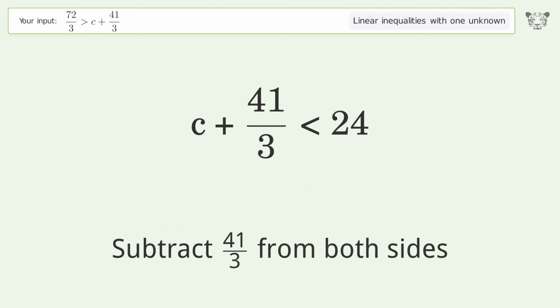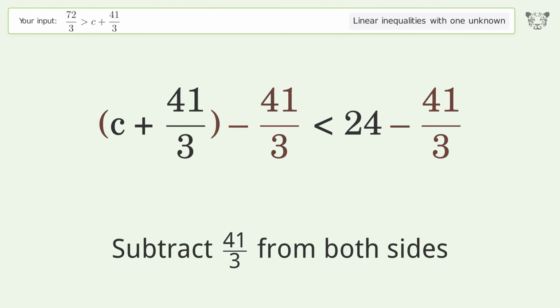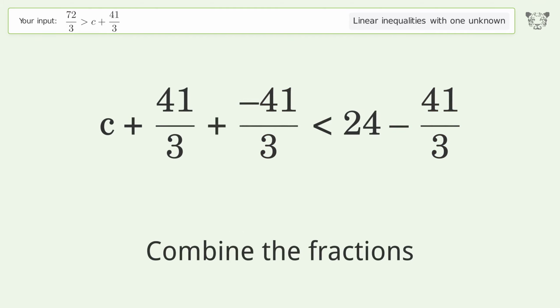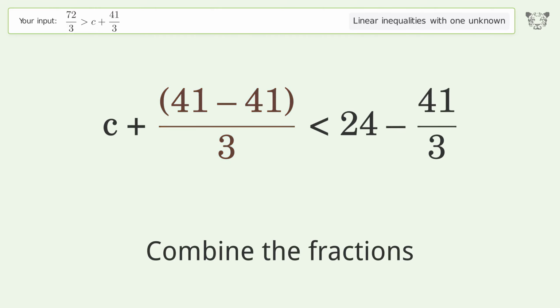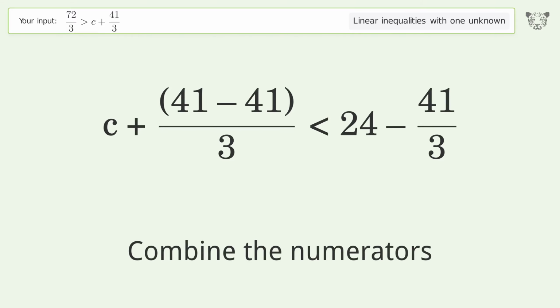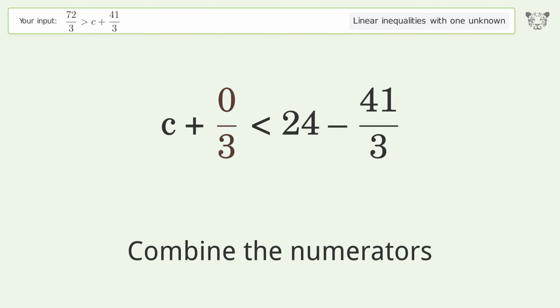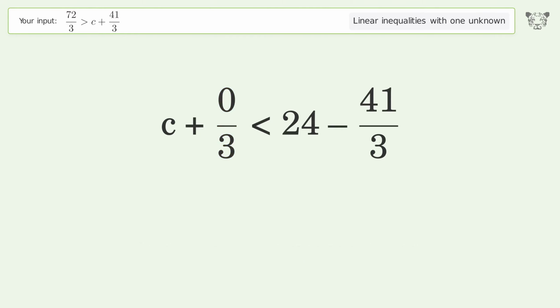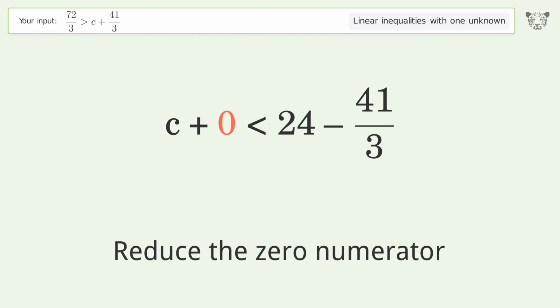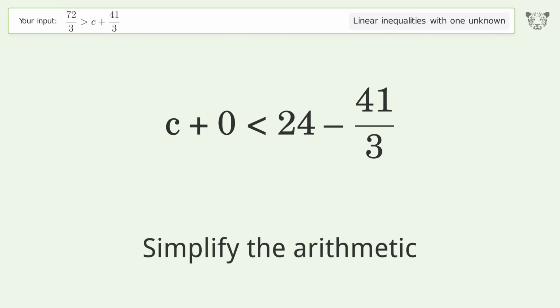Subtract 41 over 3 from both sides. Combine the fractions. Combine the numerators. Reduce the zero numerator. Simplify the arithmetic.